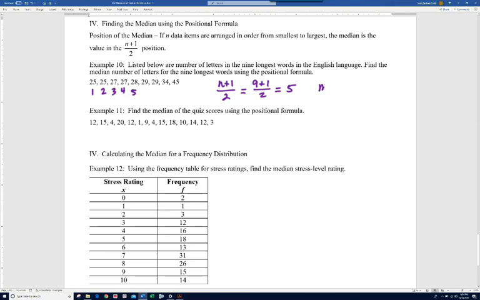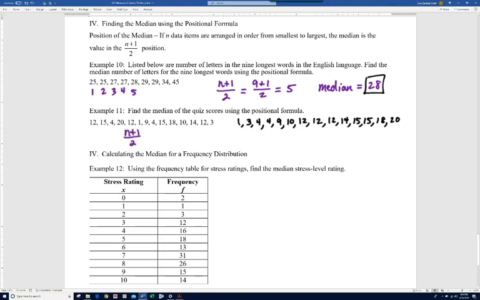And so the 28 is going to be our median. Now on 11, it says find the median of the quiz scores using the positional formula. The first thing you're going to want to do is put the scores in order, which is what I've done here. And then we're going to want to find where the median is in terms of its position.